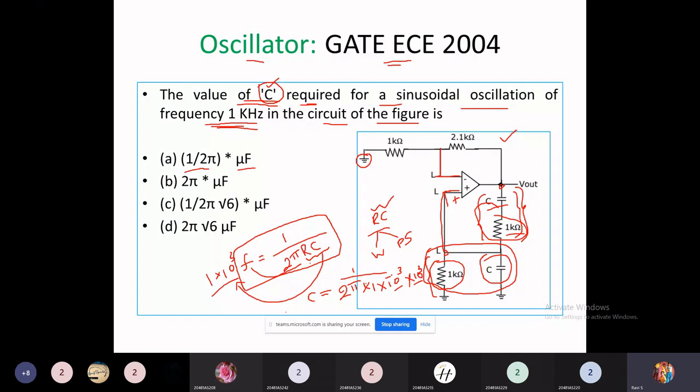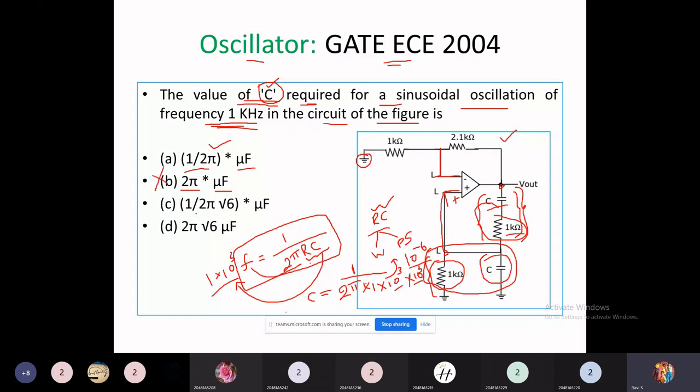When it goes to the numerator, 10 power 3 and 10 power 3 becomes 10 power 6, and in the numerator it becomes 10 power minus 6. This is nothing but micro. So 1 by 2 pi times microfarad. What about the other options? If you consider 2 pi times microfarad, no, 2 pi is in the denominator, right? So this cannot be the answer.